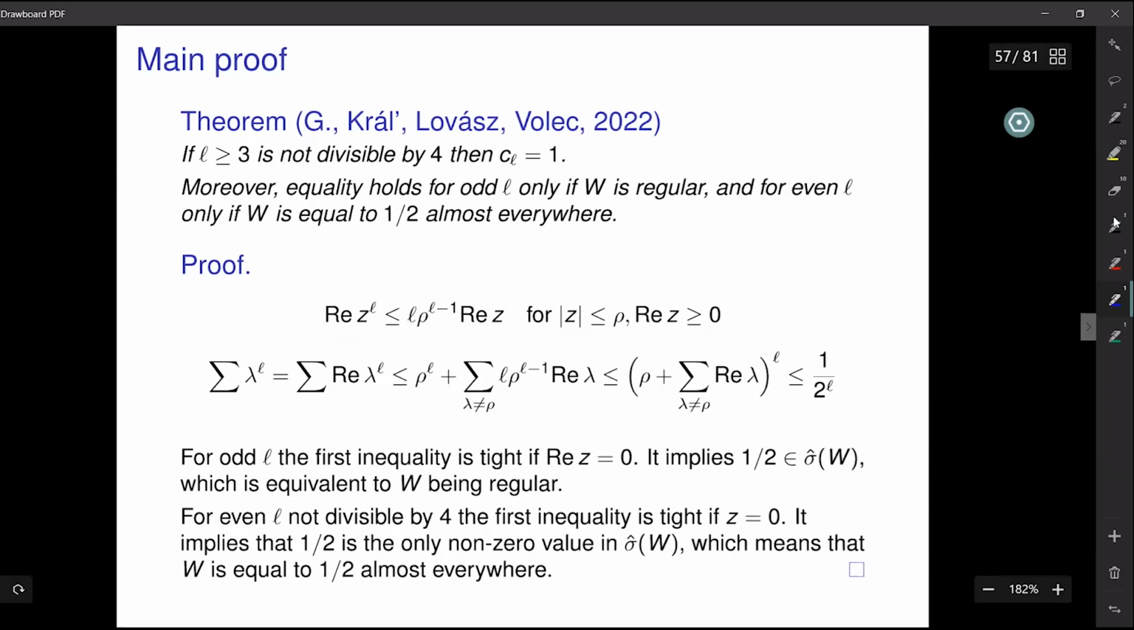On the other side, when L is even and not divisible by 4, this first inequality is tight only when Z is 0. So it means that half needs to be the only non-zero value in this limiting multiset. And it's the only non-zero value only when the tournamenton is equal to half almost everywhere. So it's really a limit of quasi-random tournaments.